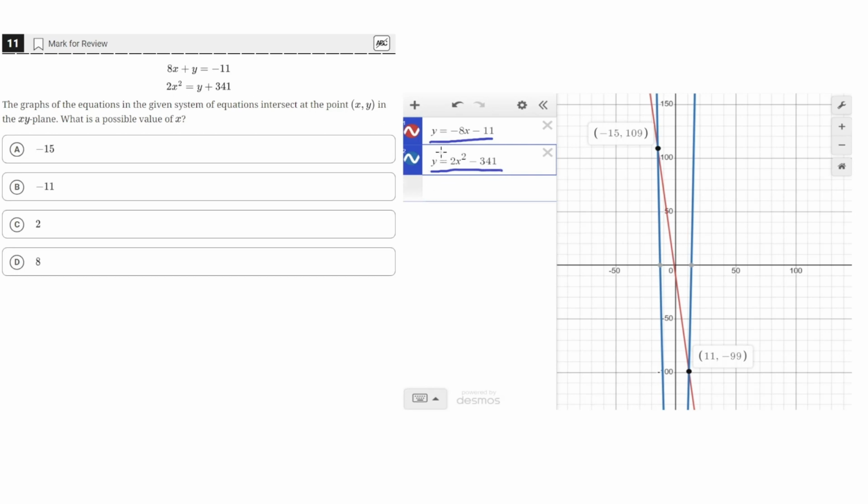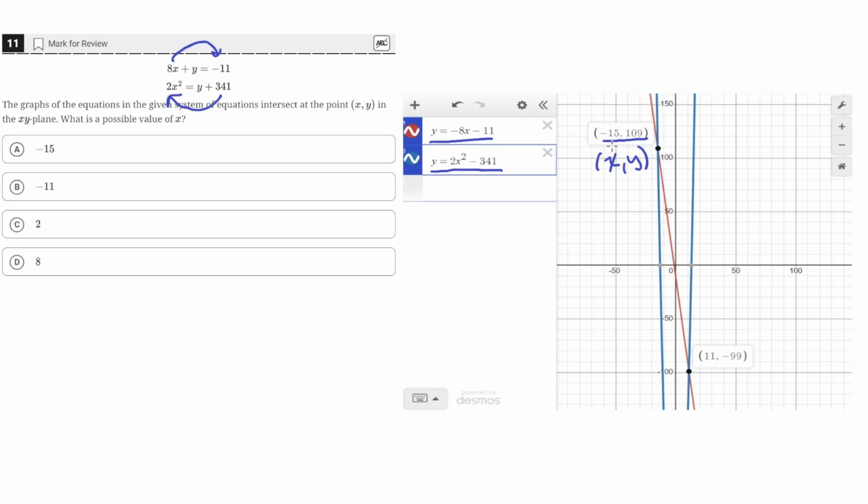I've isolated for y. So in the first equation, I moved this 8x to the other side by subtracting 8x from both sides. And then in the second one, I just moved the 341 to the other side by subtracting 341 from both sides. So when we graph these, one is a line and the other is a parabola. We just look at the points of intersection. So here they intersect at (-15, 109), so that's just the xy coordinates.